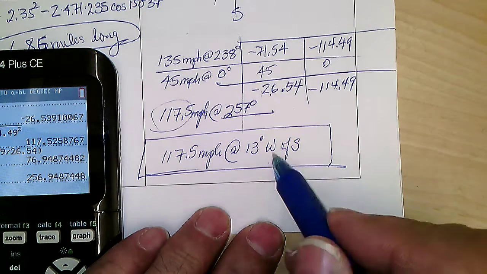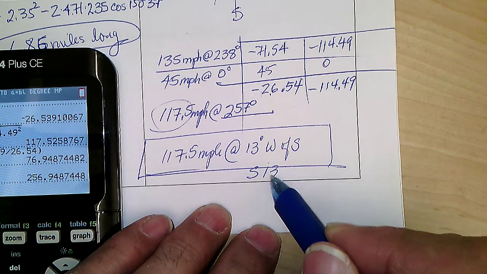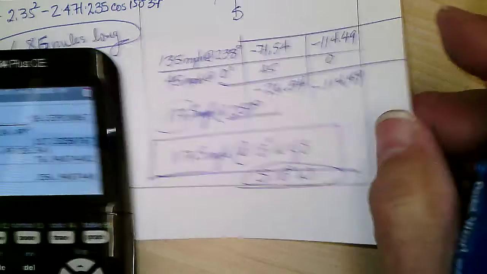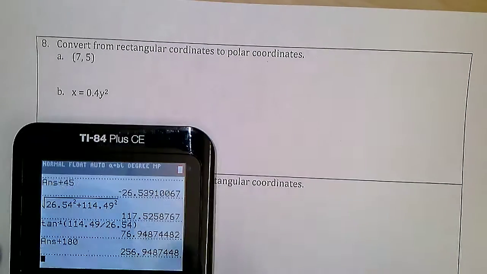This could also be said south 13 degrees to the west. That's the other way to write that. And the last page, convert this to rectangular.